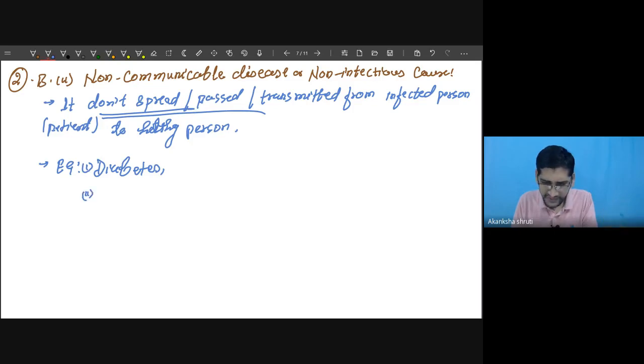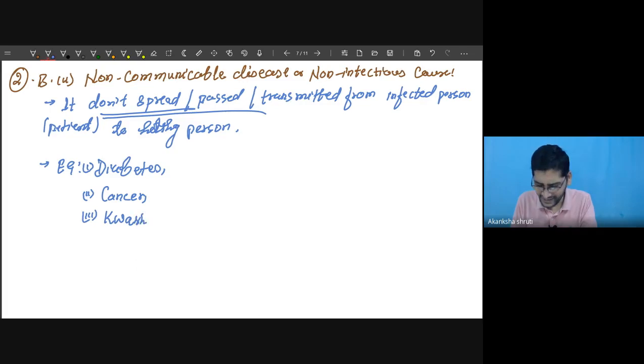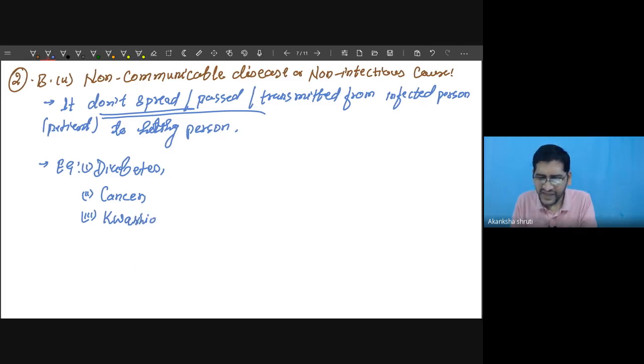The second, write a few more. Cancer also does not pass. The third one, poor health like kwashiorkor, marasmus, meaning if the person is very lean and thin, or if the child is very lean and thin, then coming in contact with that child, the other children will not also become lean and thin.